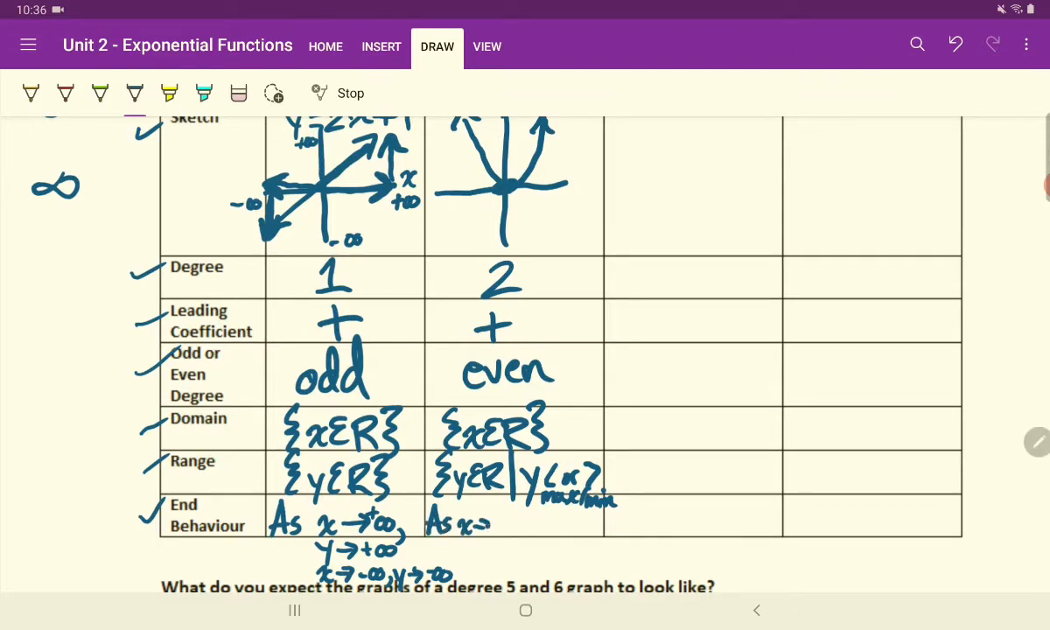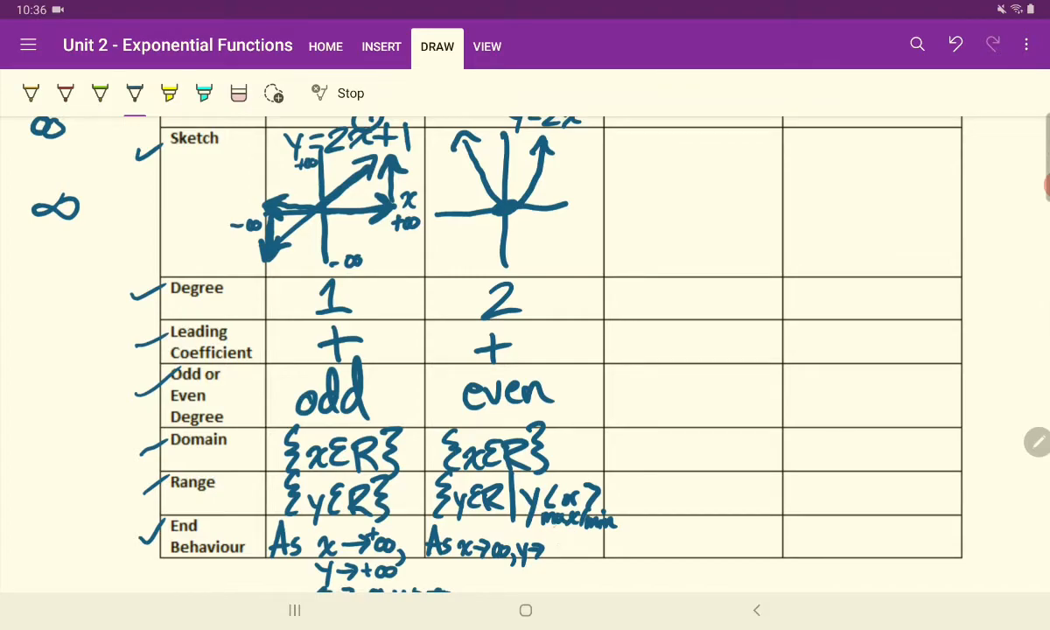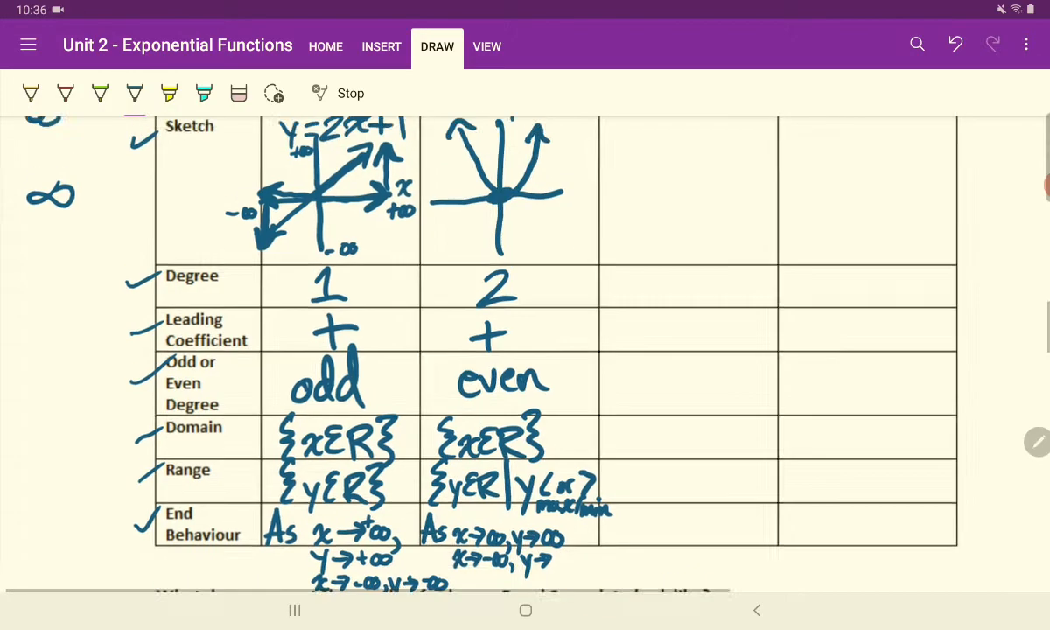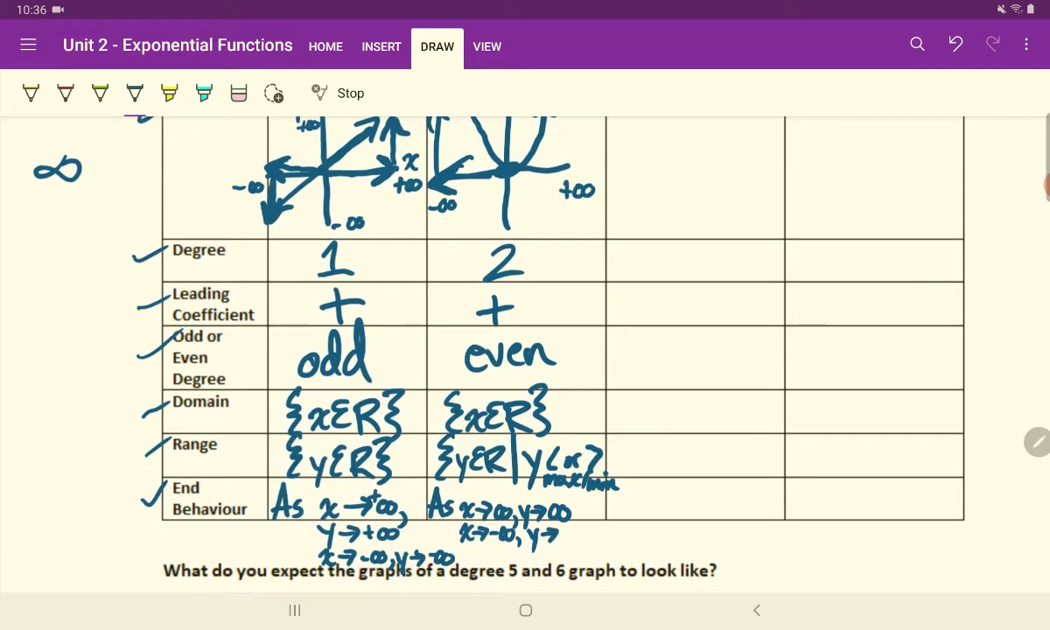As x approaches infinity, y approaches what? In this particular example, y also approaches infinity. And as x approaches negative infinity, what happens when x is going this way? If this is positive infinity, this is negative. What is y doing? y is still going up. So even though x is approaching negative infinity, y is approaching positive infinity.